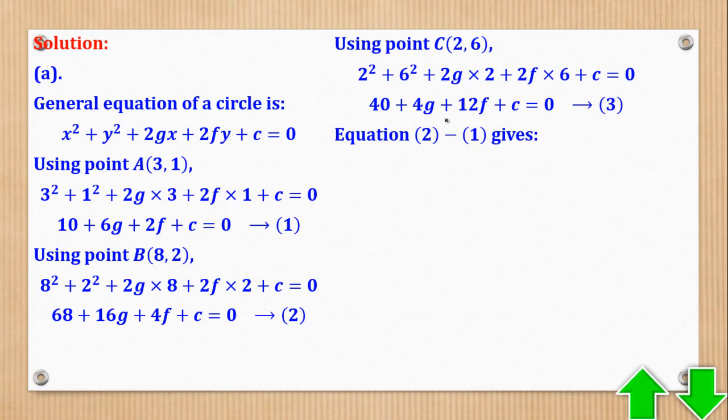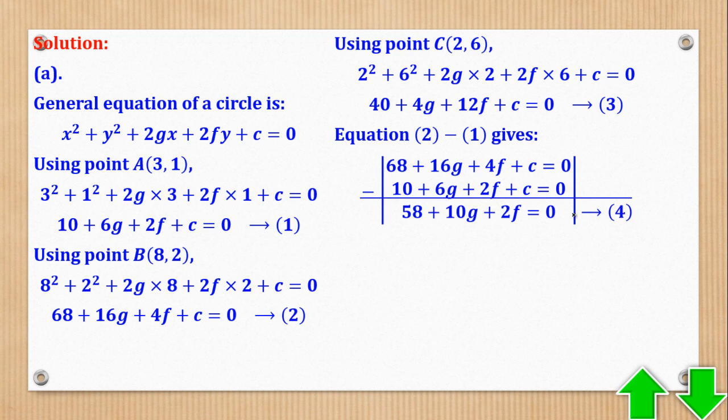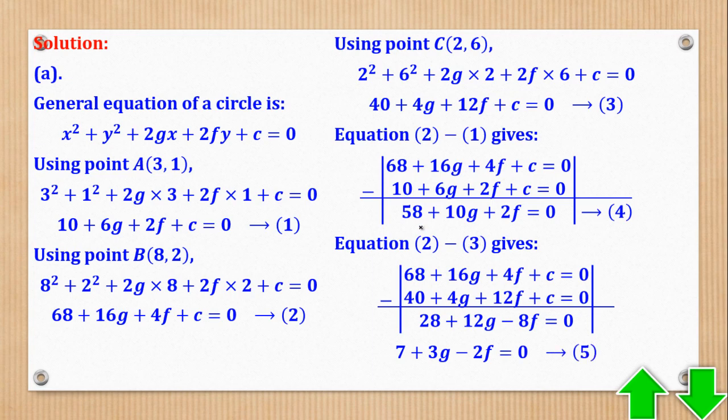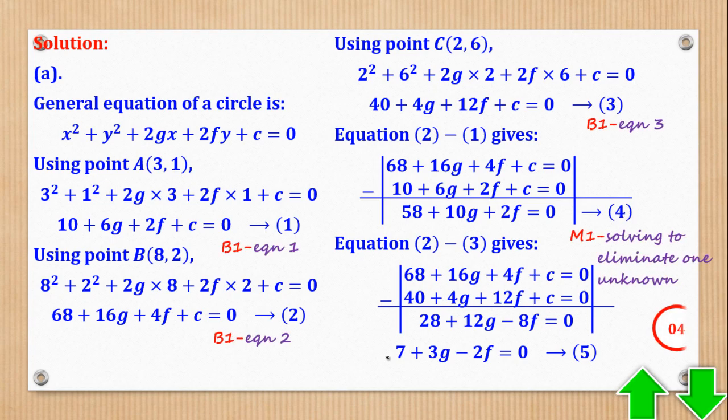So subtracting equation 2 minus equation 1, we shall come up with this as equation 4, where C has been eliminated. Do the same, equation 2 minus equation 3, we shall come up with equation 5, where C has been eliminated. So we need to reduce. So now these are 2 equations with 2 unknowns, so they can also be solved simultaneously. Okay, so when we solve them, we shall come up with this.